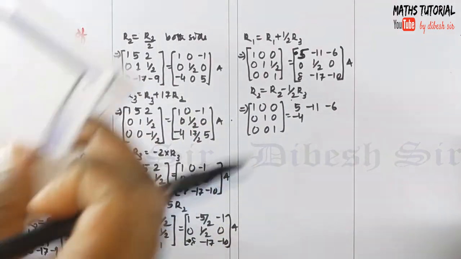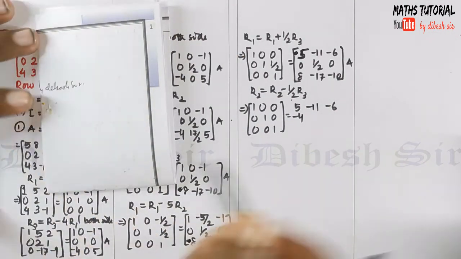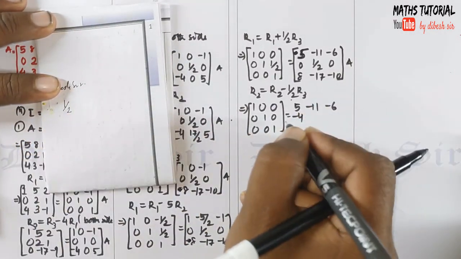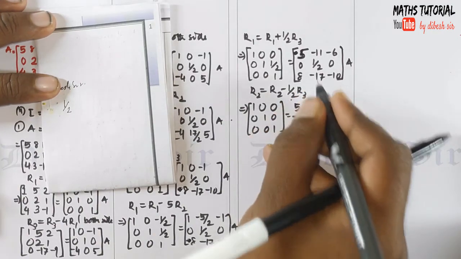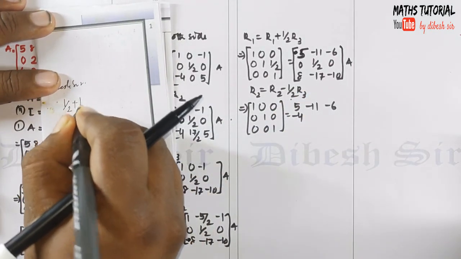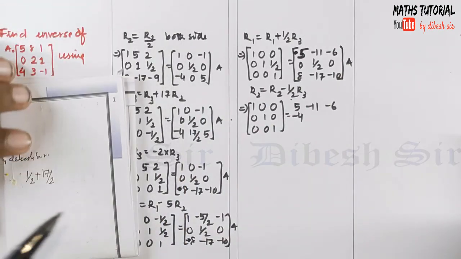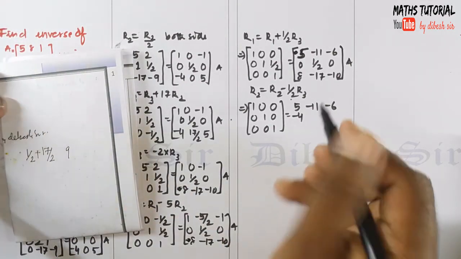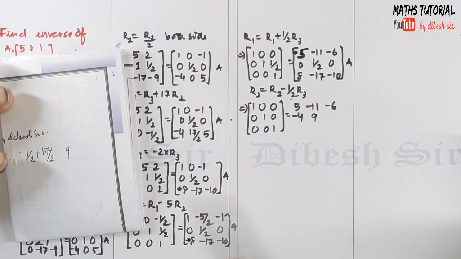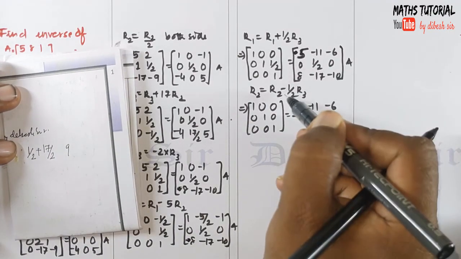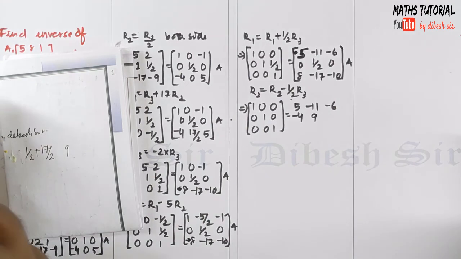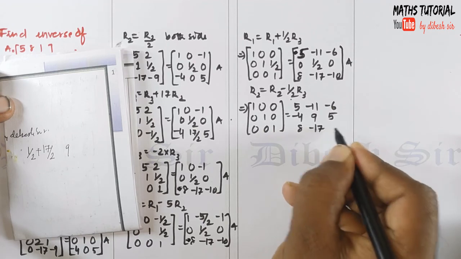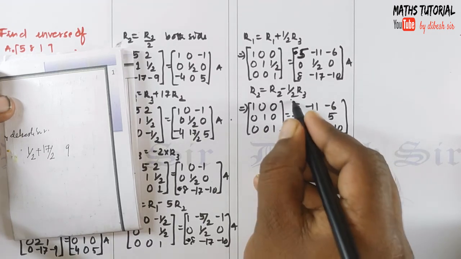So you'll get R2 means that is half minus minus half, minus minus plus, that is 17 by 2, so 17 by 2 plus half means 18 by 2, that is 9. You will get 9. Now R2 means 0 minus minus plus 10 by 2, that is 5. 8, minus 17, minus 10 times A.